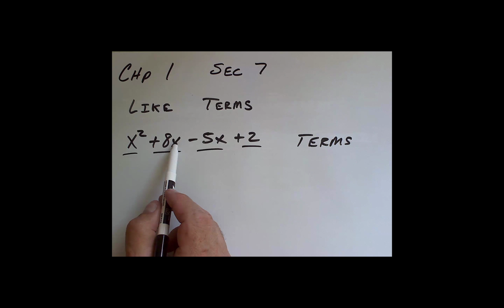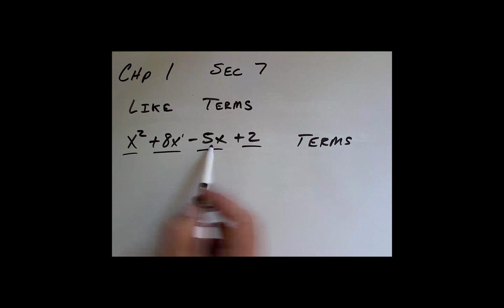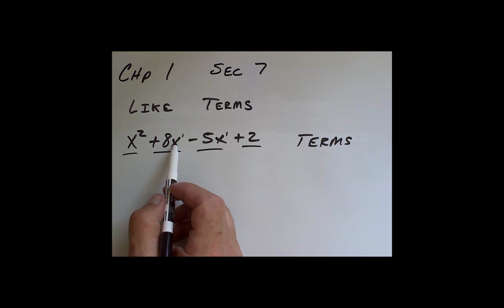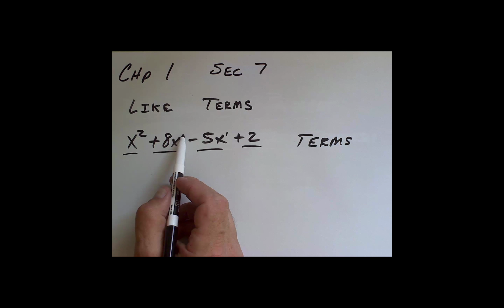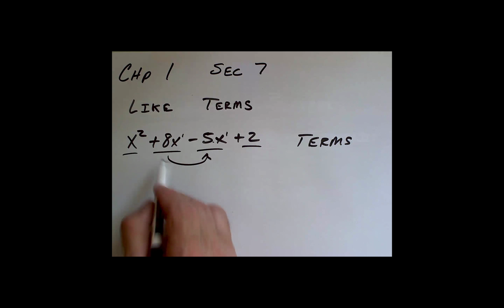Is there any other term in this equation that has an x with the same exponent? Remember, this exponent up here is 1. And we look to the very next term and we see an x, and we know this is a 1 up here. So we can say that it has the same base and it has the same exponent. So these two right here would be considered like terms.